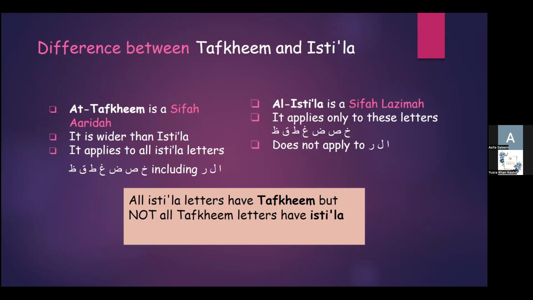التفخيم is a صفة عارضة, whilst الاستعلاء is a صفة لازمة. So صفة لازمة is the one which does not leave the letter. So the letter will always be read with this characteristic. It's permanently there. It's part of the letter. Isti'ala is a permanent characteristic, whilst the tafkheem is a sifa arida, means sometimes it's there and sometimes it's not.